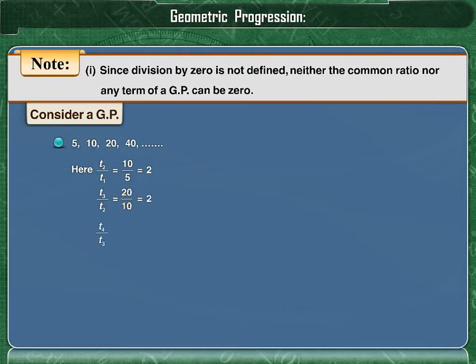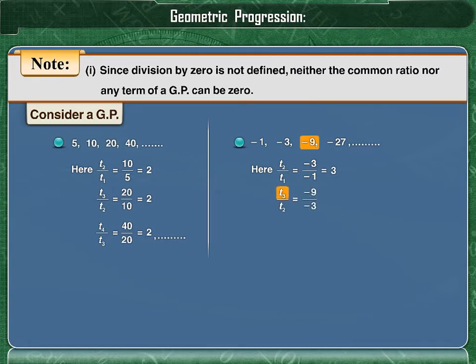Now let us consider a GP with all terms negative: -1, -3, -9, -27 and so on. What is the ratio between two consecutive terms in this GP? T2 upon T1 is -3 upon -1, which is 3. T3 upon T2 is -9 upon -3, which is 3. T4 upon T3 is -27 upon -9, which is 3, and so on.